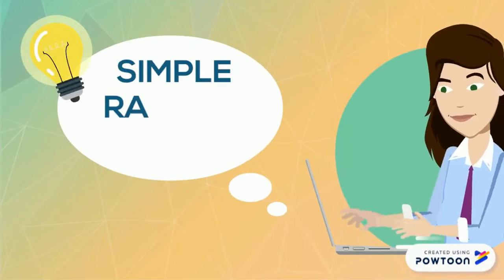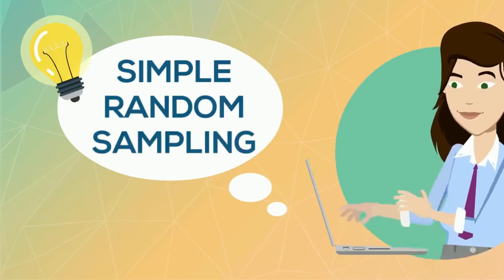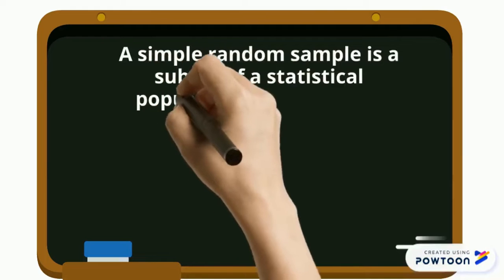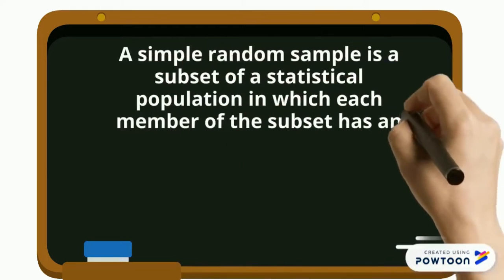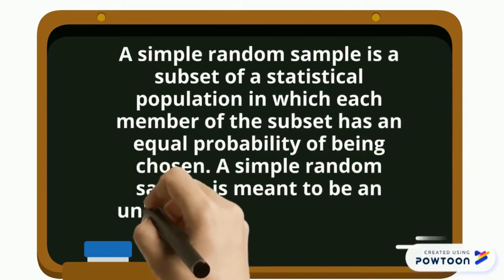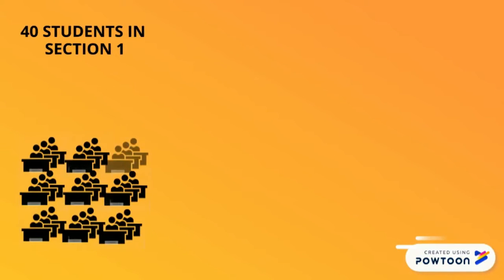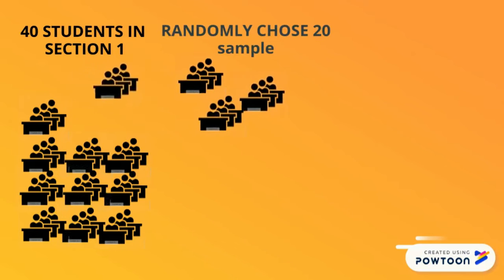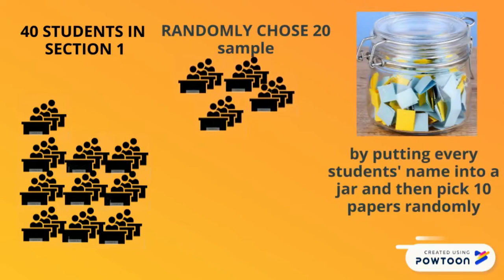Simple random sampling. Simple random sampling is a subset of statistical population in which each member of the subset has an equal probability of being chosen. Simple random sampling is meant to be an unbiased representation of a group. For example, in a classroom of 40 students from Section 1, the teacher wants to get 20 samples to participate in the activity by putting every student's name in a jar and then pick 10 papers randomly.